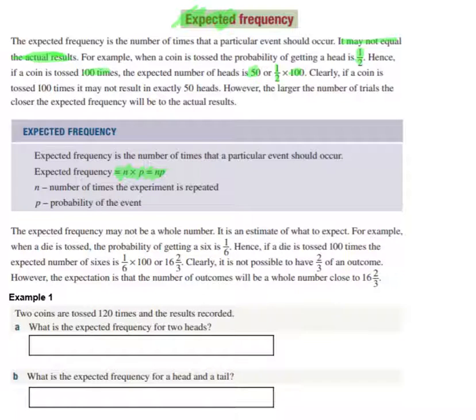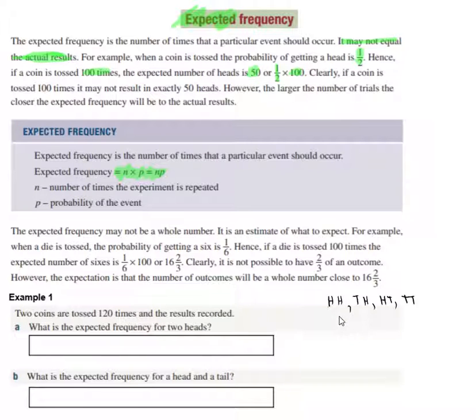Okay, let's have a look at this example here. It says 2 coins are tossed 120 times and the results are recorded. What is the expected frequency of 2 heads? So we first need to know what the probability of getting 2 heads is when we toss 2 coins. So when we toss 2 coins, we can get one of each of the following. We could get heads, heads. We could get tails, then heads. We could get heads, then tails. And then we can get tails and tails. There are 4 things that can happen.